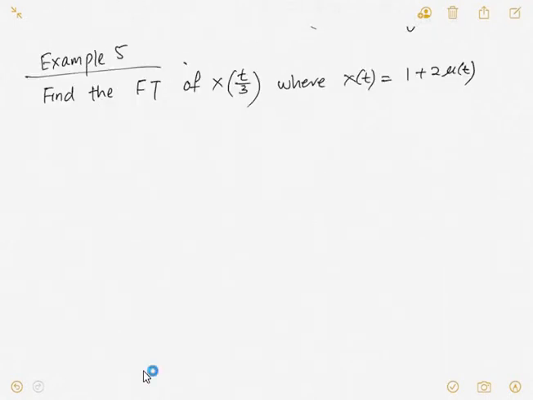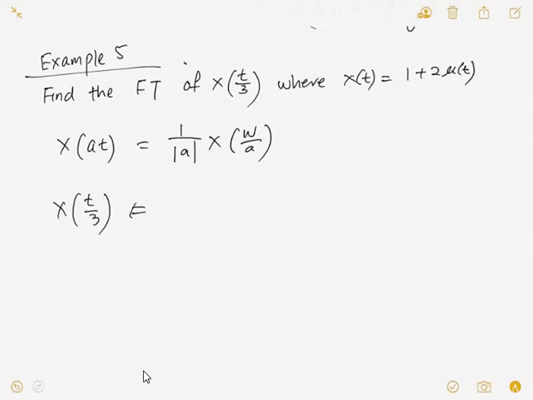Okay, next question is find the Fourier transform of x(t/3) where x(t) is 1 plus 2u(t). So x(at) equals 1 over |a| X(omega over a). Okay, so this is the scaling. So x(t/3), you will get 1 plus 2u(t/3), right? Because x(t) is 1 plus 2u(t). So you change the t to t over 3.